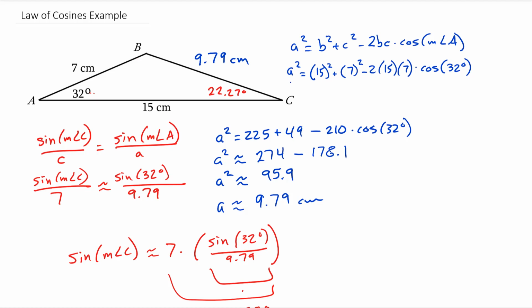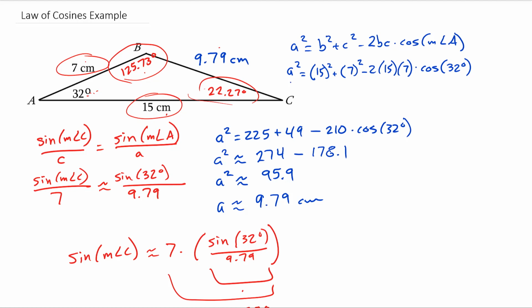So now we just have one angle measure left, so we're going to take 180 degrees and we'll subtract 32 degrees and 22.27 degrees, see what we have left. You can grab a calculator and do that. You're going to get 125.73 degrees. So now we have all the information missing from the triangle. So we have three angle measures, we have three side lengths. The largest angle measure is across from the longest side length. The smallest angle measure is across from the shortest side length, so all of that checks out.